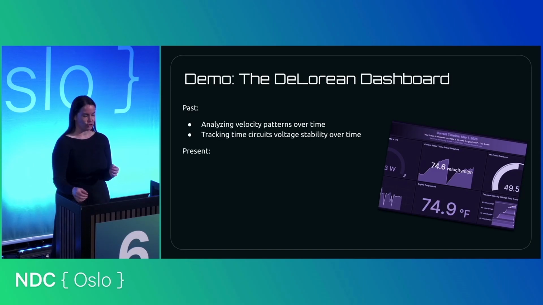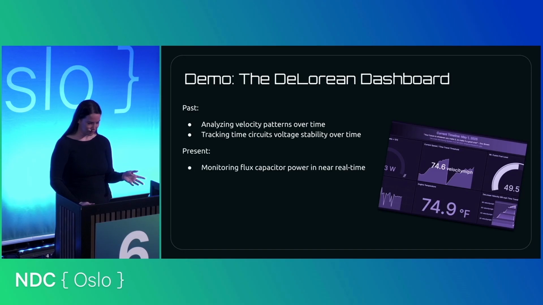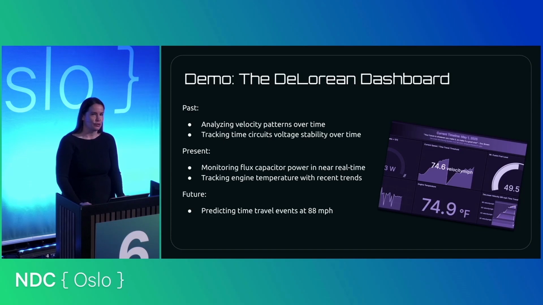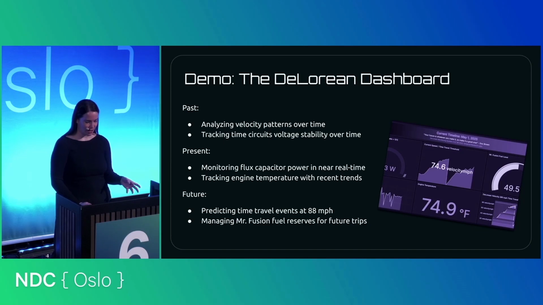For the present, we're monitoring the flux capacitor power and engine temperatures in near real time, demonstrating efficient data writing and reading. For the future, we're going to predict time travel events at 88 miles per hour and manage Mr. Fusion fuel reserves, showing how time series data can help with forecasting. And the dashboard isn't just for show, it really demonstrates real techniques for working with time series data using .NET.